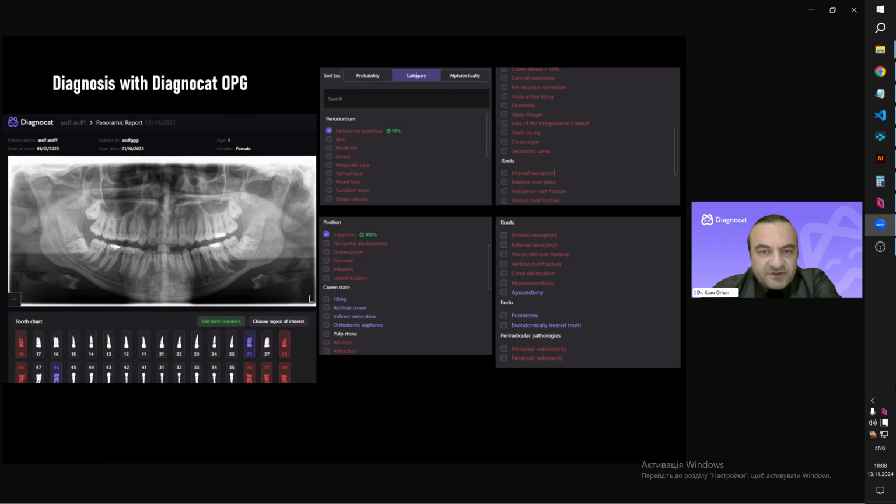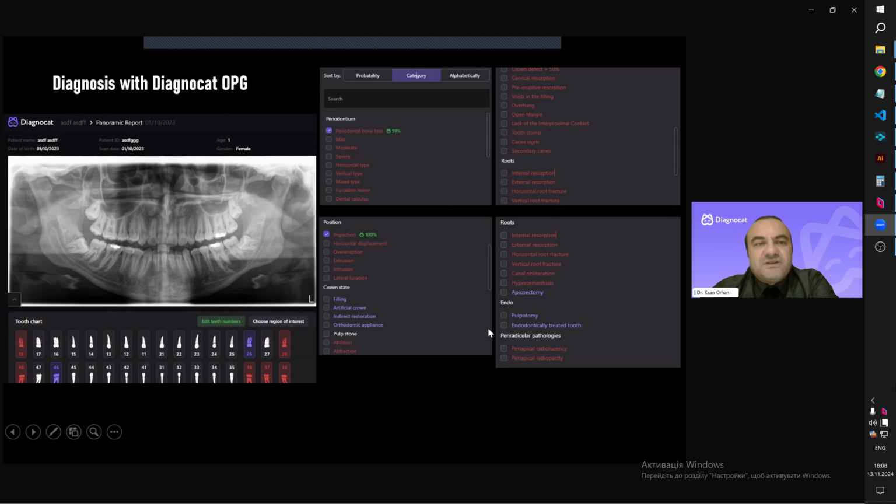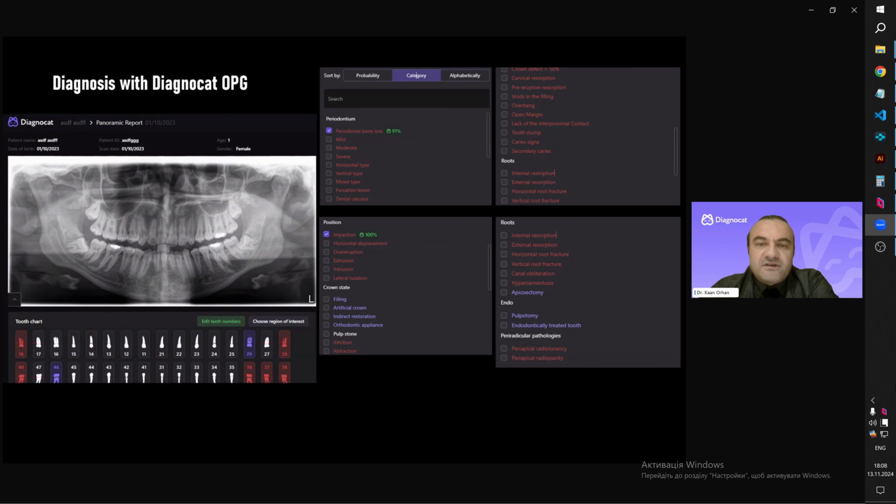So on the screen, you can see different kinds of pathologies that can be detected with the DiagnoCAT, starting from periodontal bone loss. We can diagnose mild, moderate, severe, horizontal type or vertical type, and also we can diagnose the pathologies of the teeth itself.